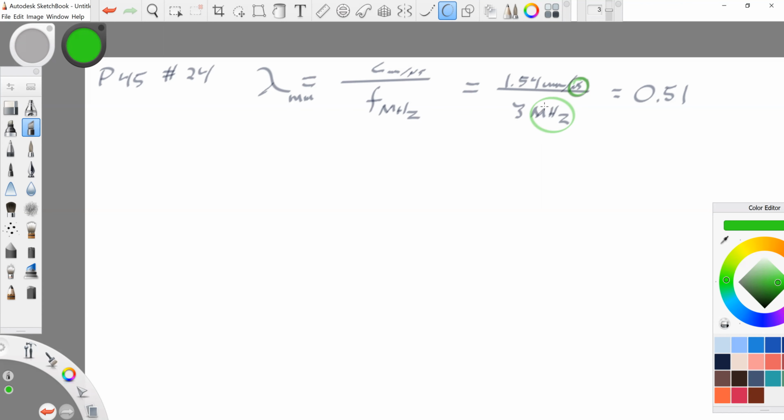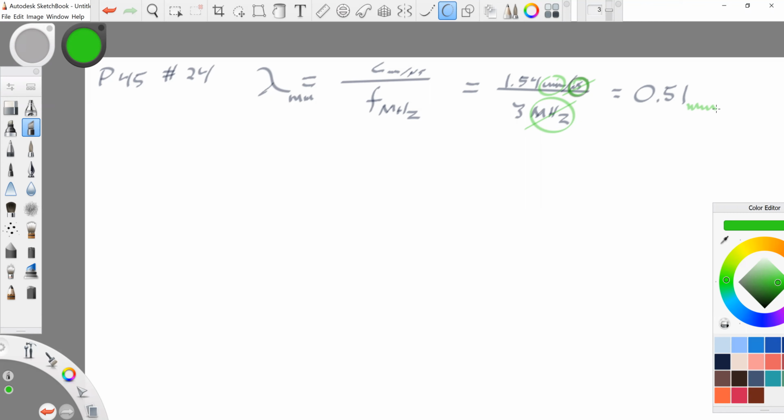Even though it's microseconds and megahertz, why would those units cancel out? Usually it's millimeters to millimeters cancel, or seconds to seconds cancel. They do. Millionths and millions cancel. And so we're left with millimeters. So 0.51 millimeters. That would be letter C, the correct answer for that one.